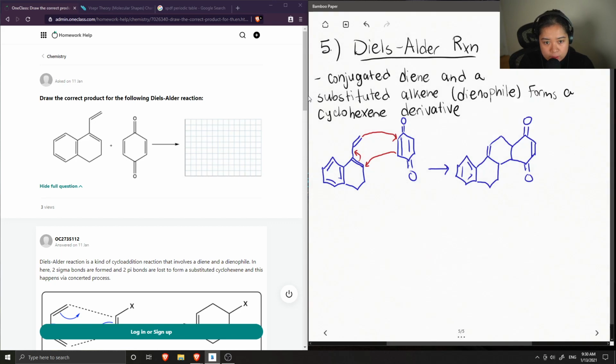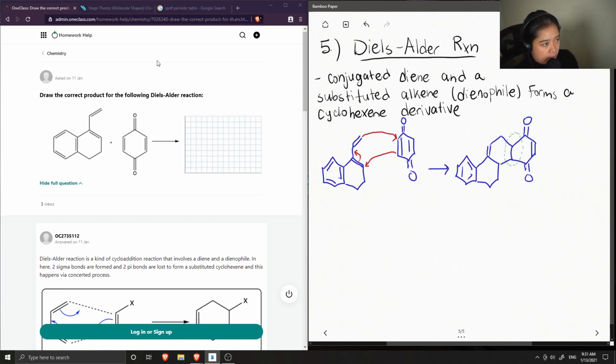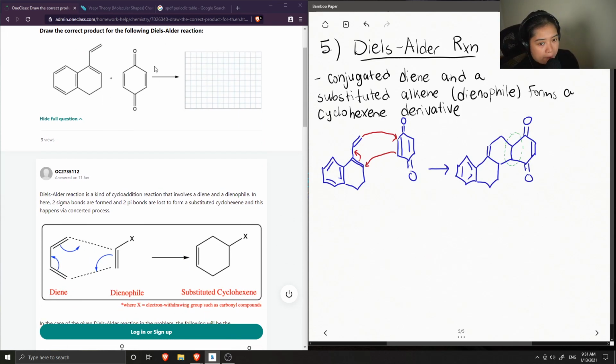Okay, so this is, you can see where the two came together. And then this is our new double bond that was formed here. And yeah, that's our product for this Diels-Alder reaction.